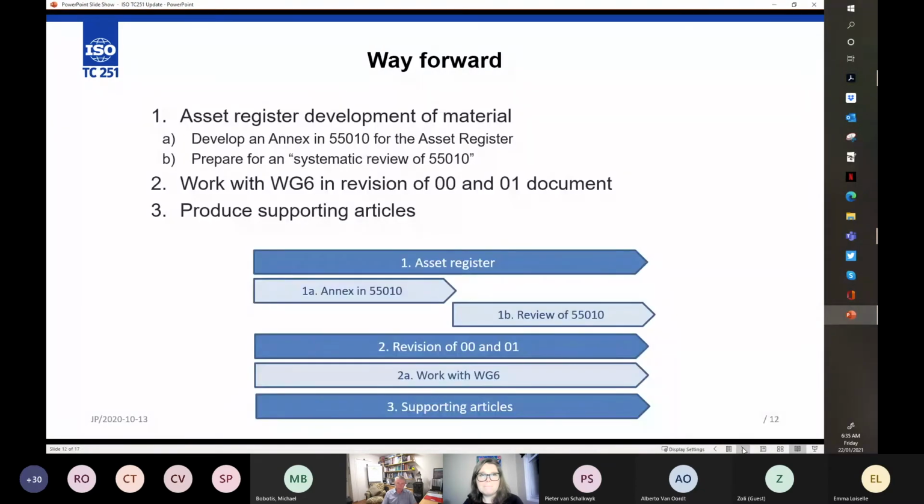As we talked about the asset register, you can see that work is being overlaid from 55010 and then the review process. So this is how it's being overlaid into that document. And it's also been a conversation about where it fits into the review of the standard documents anyway.